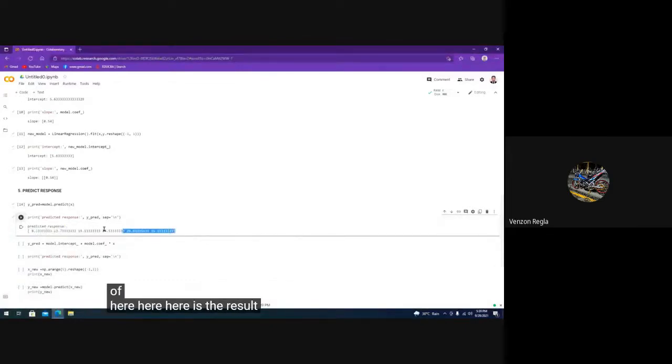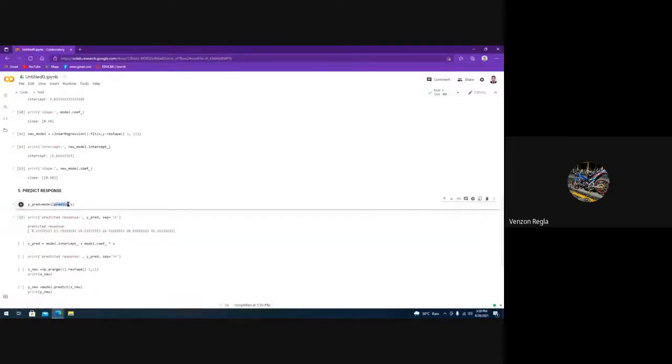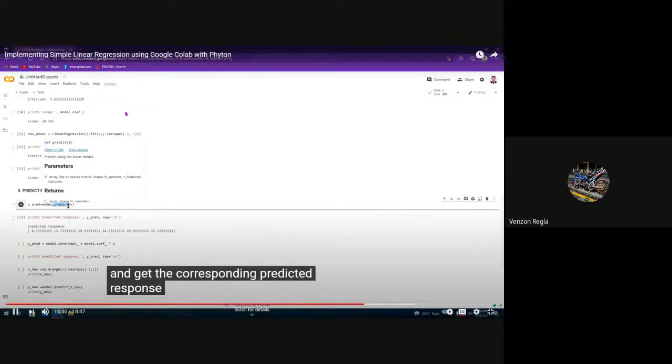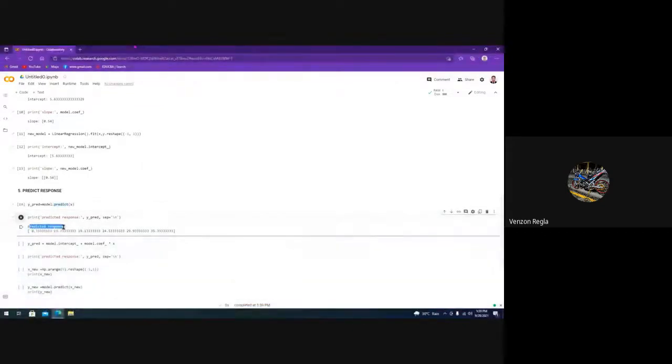Here's the result. So when applying .predict(), you pass the regressor as the argument and get the corresponding predicted response. So this is a nearly identical way to predict the response. But what about multiplying each element?